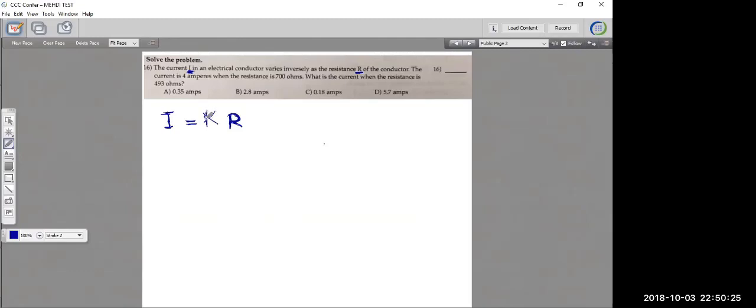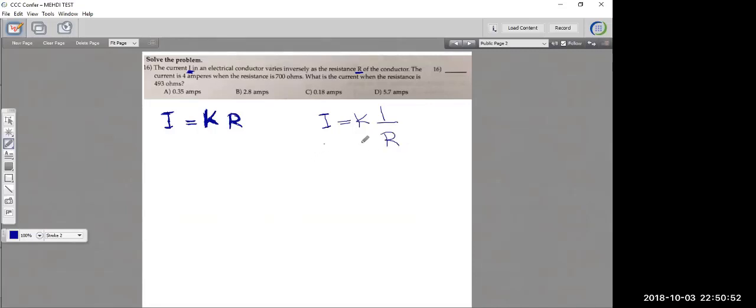That constant K is there for both of them, whether they vary directly or inversely. If I say I varies directly with respect to R, then this is how I would set them up: I is equal to some factor K times R. But that's not what they're saying. They're saying that I varies inversely. The K is still here. Inversely would be 1 over R.